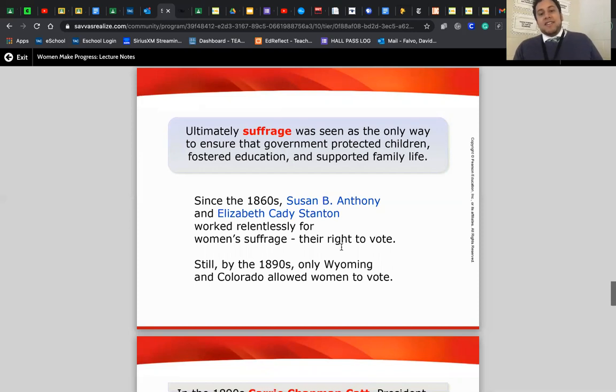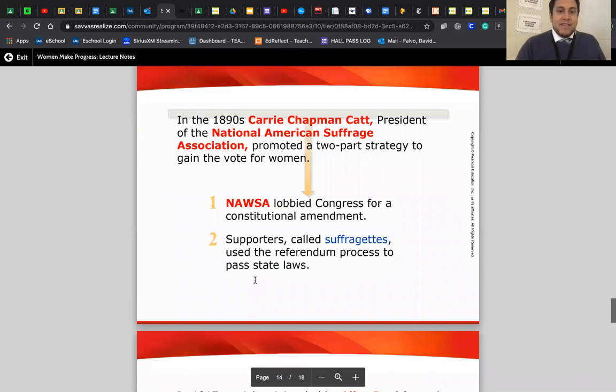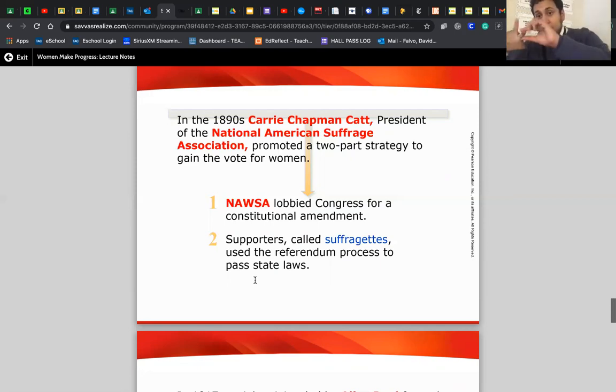Since the 1860s, Susan B. Anthony and Elizabeth Stanton worked relentlessly for women's suffrage, or the right to vote. And that's an important word, and that will be on your quiz. By the 1890s, only Wyoming and Colorado allowed women to vote. In the 1890s, Carrie Catt, president of the National American Woman Suffrage Association, promoted a two-part strategy. The NAWSA lobbied Congress for a constitutional amendment giving women the right to vote, and supporters called for suffragists to use the referendum process to pass state laws.